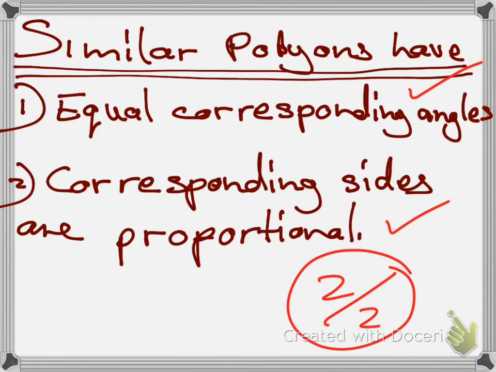So there are two conditions for polygons to be similar. The first one is that the angles should be equal. So one condition is equal corresponding angles. The second condition is corresponding sides are proportional. So these are the conditions that satisfy similar polygons: equal corresponding angles and corresponding sides are proportional. So you get 2 out of 2 there.